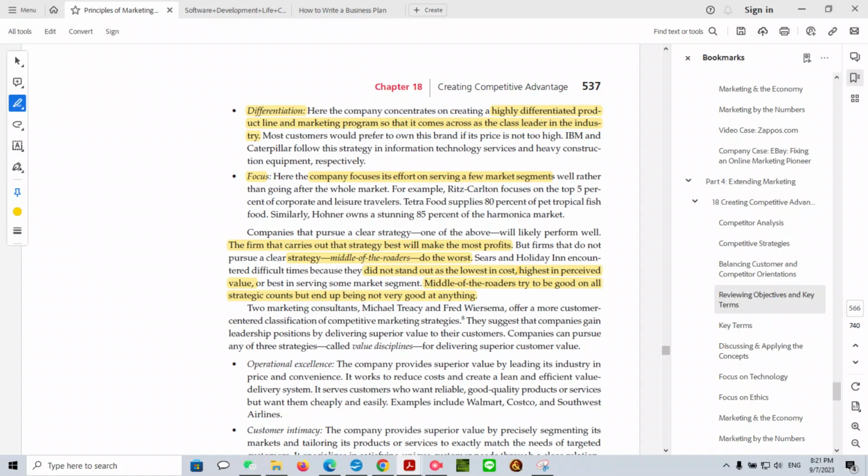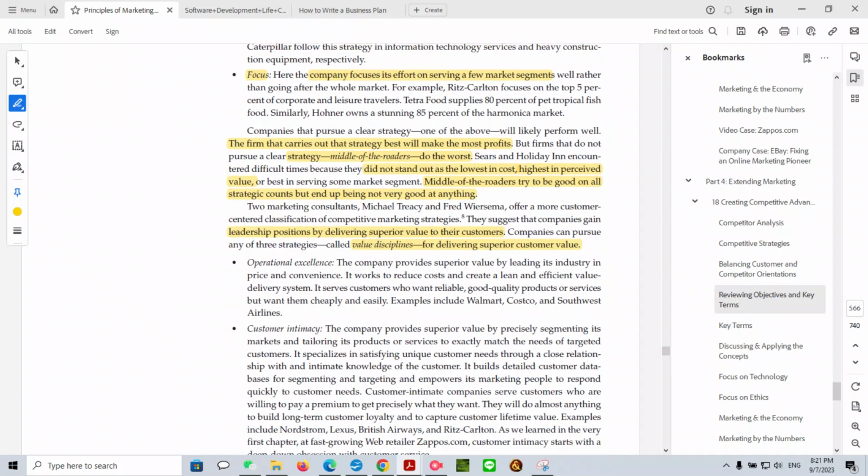Two marketing consultants, Michael Treacy and Fred Wiersema, offer a more customer-centric classification of competitive marketing strategies. They suggest that companies gain leadership positions by delivering superior value to their customers. Companies can pursue any of three strategies, called value disciplines, for delivering superior customer value. Basically, the first one we have is operational excellence.